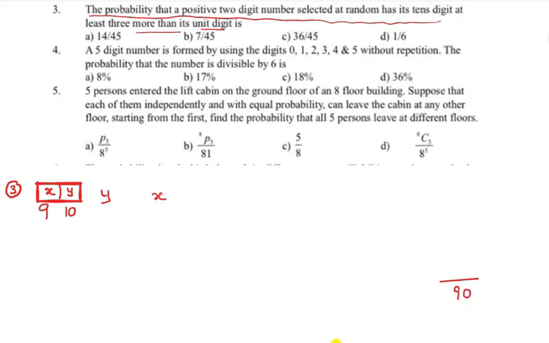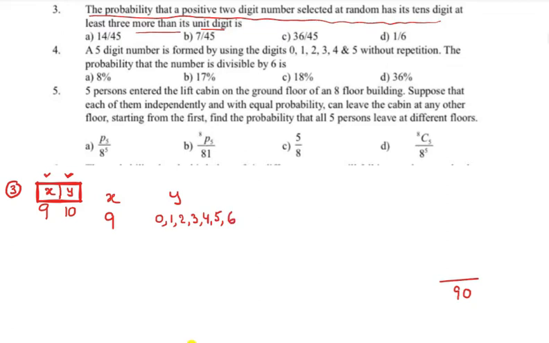But he is saying that whatever digit you are filling in the tens place, that will be at least 3 more than the digit we are filling in the units place. Suppose in place of x we are filling 9. If we fill 9 in place of x, then what are the possibilities for y? You can fill 0, 1, 2, 3, 4, 5, 6.